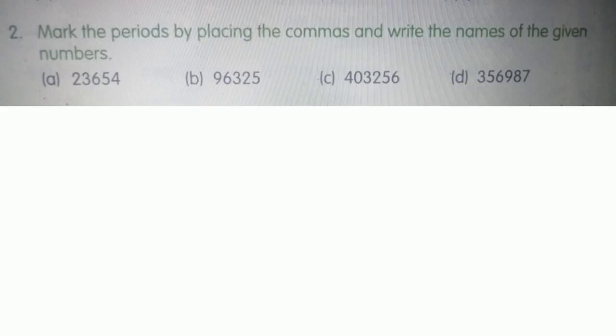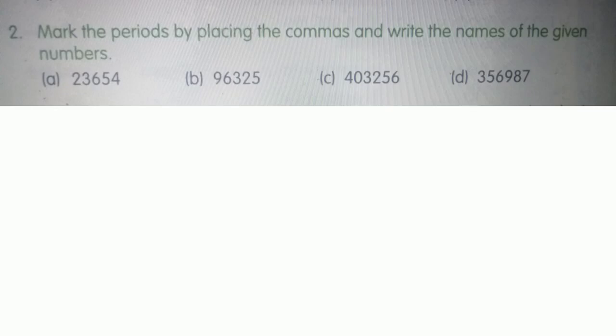Moving on to the question number 2. Question number 2 states that mark the periods by placing the commas and write the names of the given numbers. Now here they have just given you the number simply. You just have to put the commas correctly. Moreover, you just have to write the name of these numbers. So let's start with the first part.